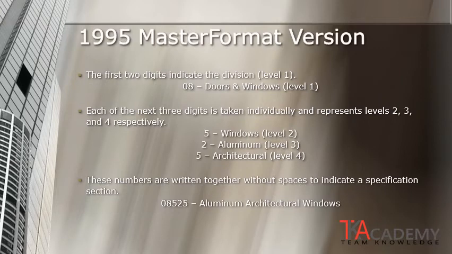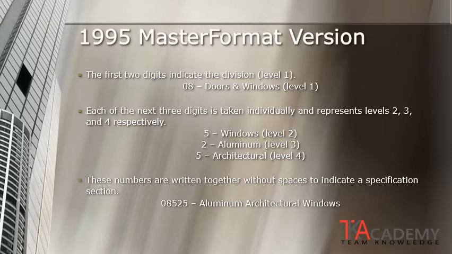The 1995 master format version used a 5-digit numbering system to organize specifications. The first 2 digits indicated what division or level 1 detail. For example, 08, which is division 8, would indicate doors and windows. Each of the next 3 digits is taken individually to represent the next levels of detail, levels 2, 3, and 4 respectively. So in this example, we have division 08, doors and windows.